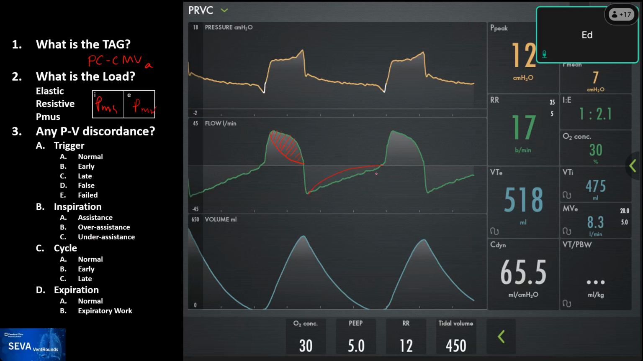But it could be resistive load too, but I suspect that there's PMUS there. Roberto? Agreed. All righty. And I highlight here the area where the PMUS would be. And then in terms of trigger, so how's the trigger for this patient?